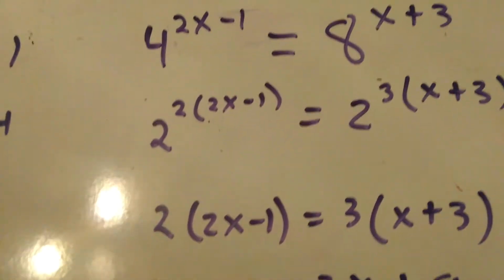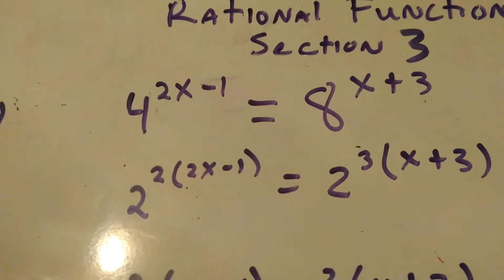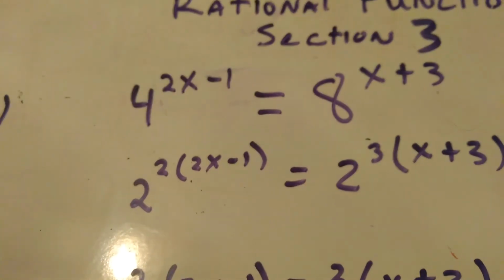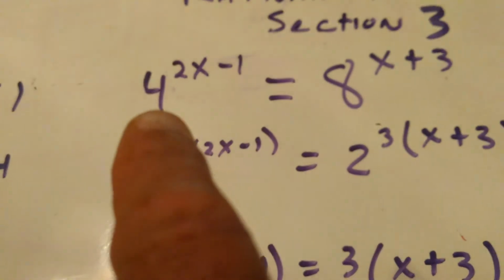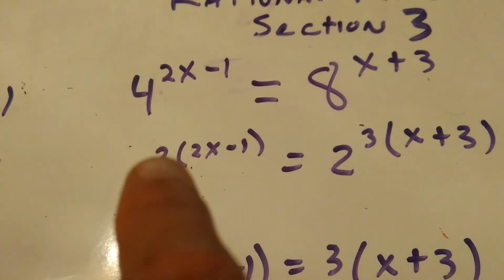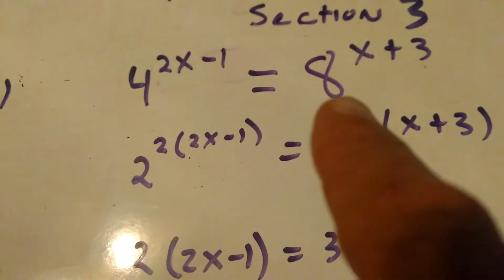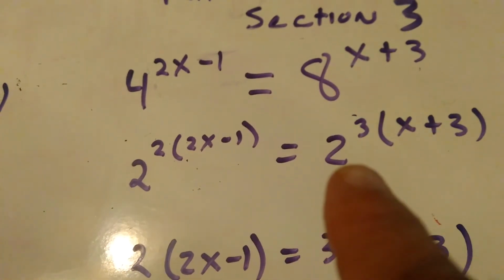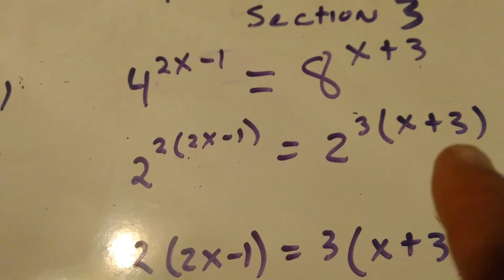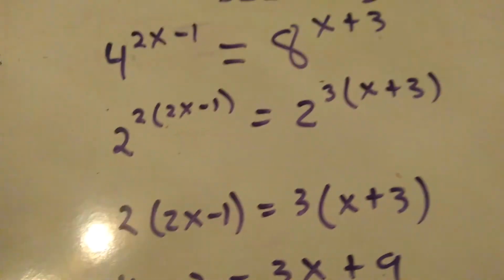Just remember that this is basically your power rule. So what happens when we change 4 to 2 squared, that 2 multiplies times the exponent that was already there. Same with the 8. When we change 8 to 2 to the third power, that 3 multiplies times the exponent that's already there.